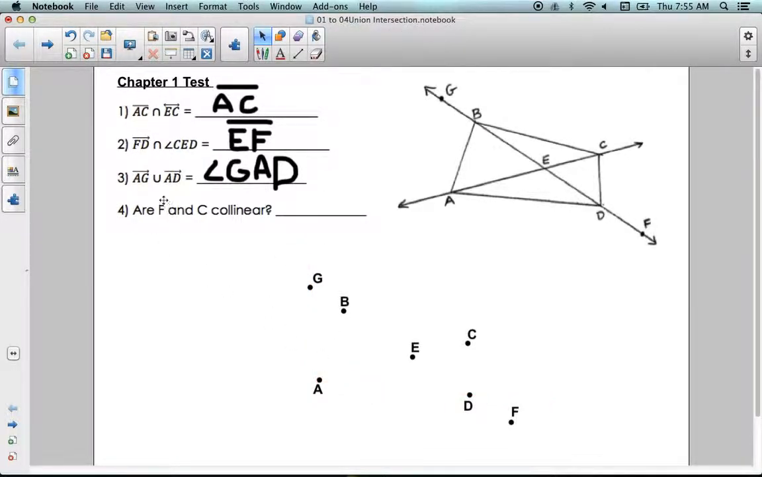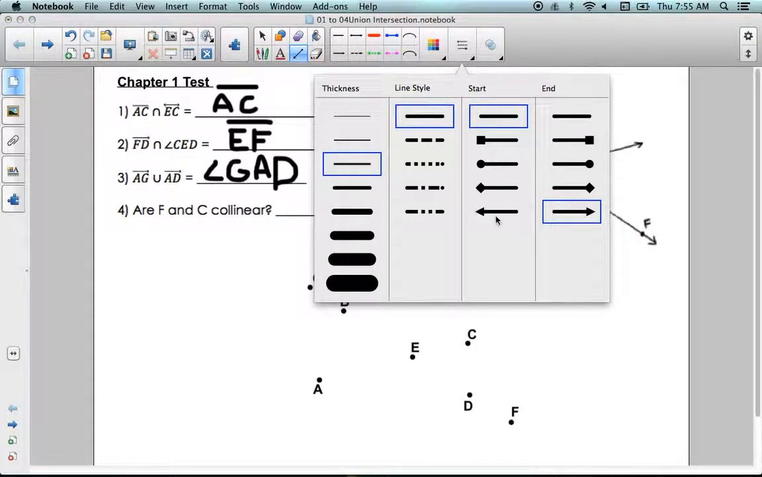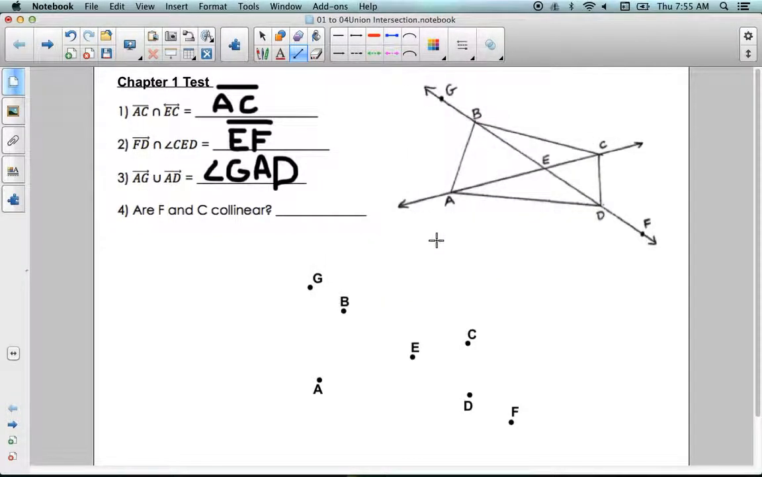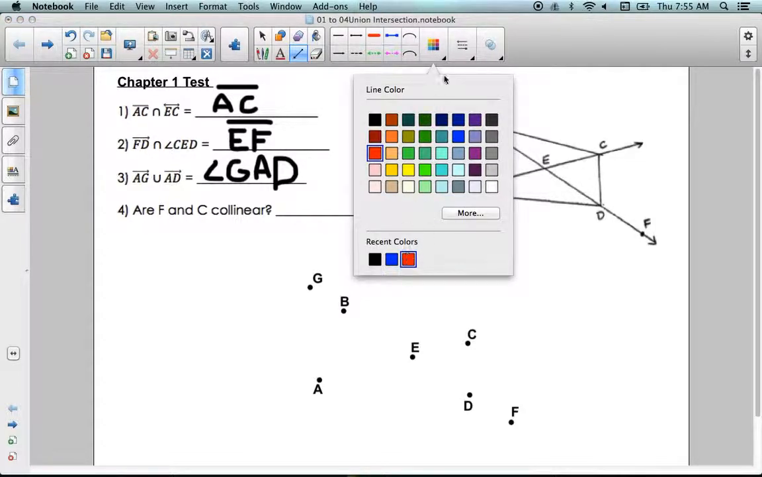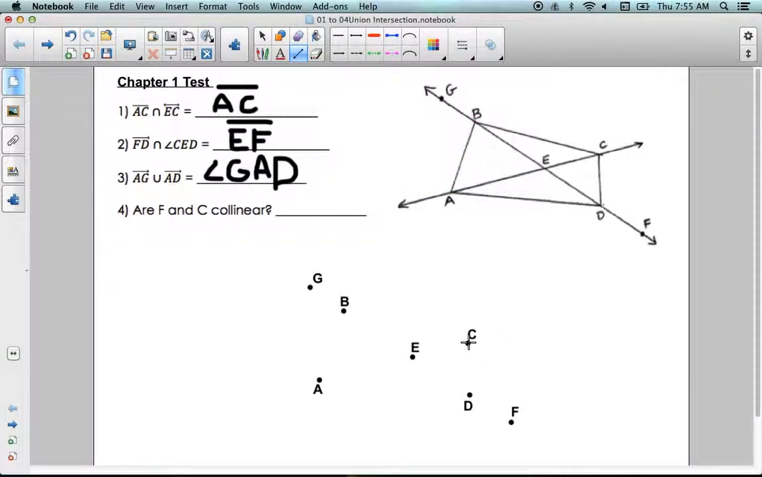For number 4, are F and C collinear? Well, by definition, 2 points determine a line. So any 2 points are collinear because you can draw a line between them. So F and C are collinear because we can draw a line that connects the 2 points. All right, F and C are collinear? Yes.